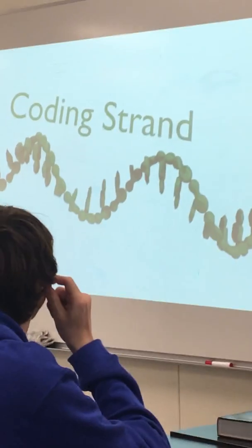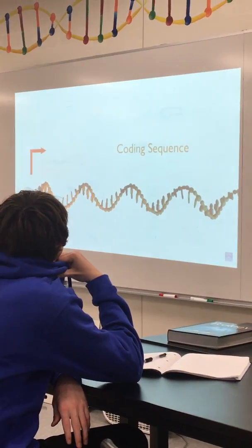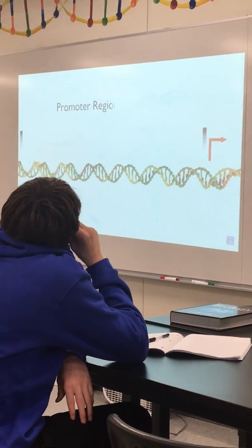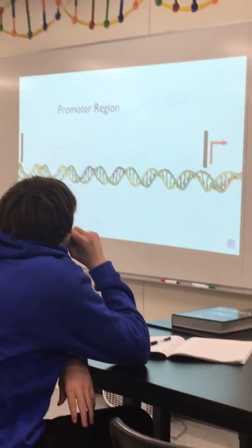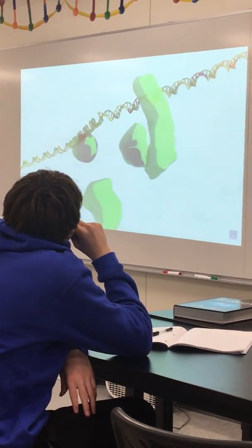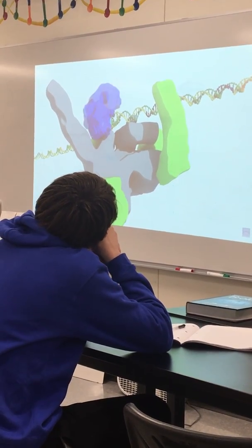So what are the key features of the coding strand? The start of the coding sequence is known as the transcription start site. To the 5' side of this site is the promoter region. The promoter region contains particular DNA sites known as core promoter elements. These are important in the assembly of the complex of proteins that are needed to initiate transcription.